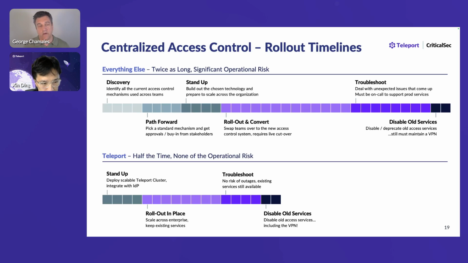If you're rolling this out in an environment that has already gone through FedRAMP certification, you can keep your existing mechanisms in place and roll out Teleport alongside them. Once you finish troubleshooting and everybody's happy with it, you can then disable those old services. So you're able to keep what's been working well enough for you while you roll out something better, and then shut those other things down when you're done.